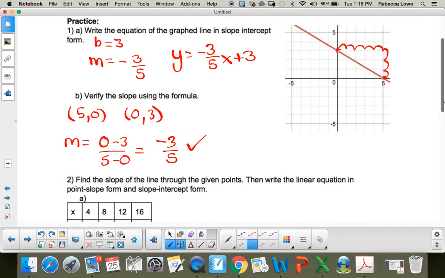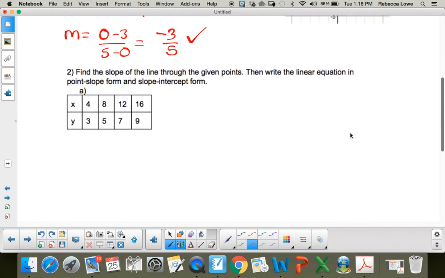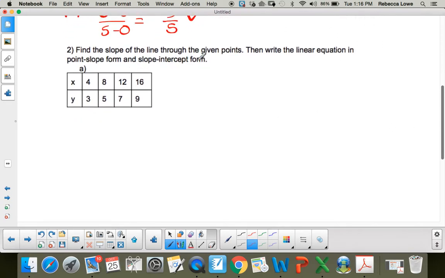In the next part, we're going to write the equation of the line in point-slope form and then slope-intercept form. I'm going to do A with you, and then I'm going to ask you to do B and C on your own, and I will post the answers in the beginning of the second video and continue on.